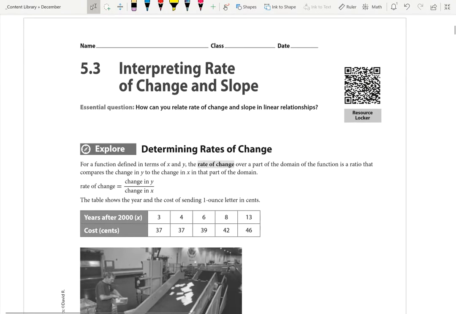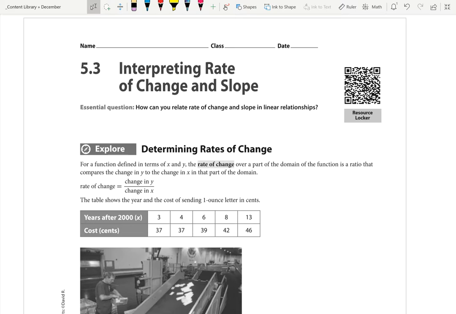Section 5.3, interpreting rate of change and slope. In this section, we're going to figure out everything there is to know about slope. And it comes down to one really simple thing, essentially, which is just a bunch of subtraction of some numbers. So rate of change and slope are the same thing.